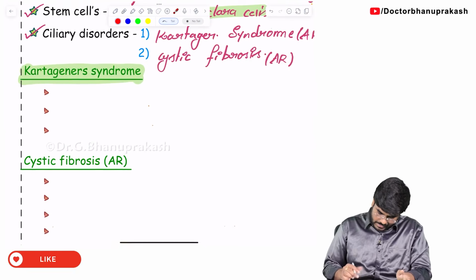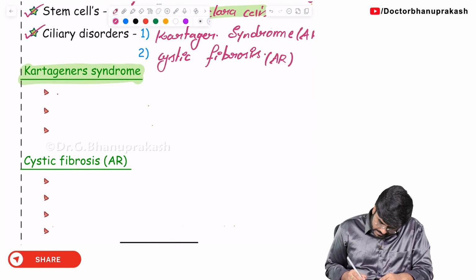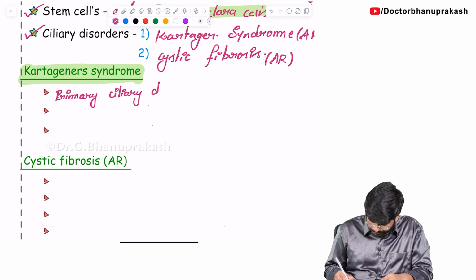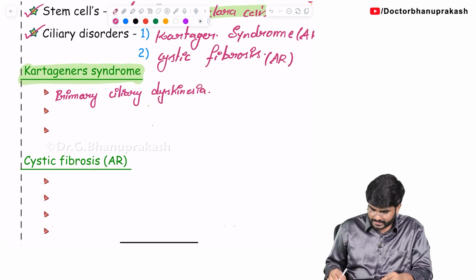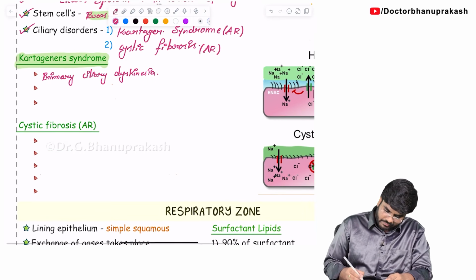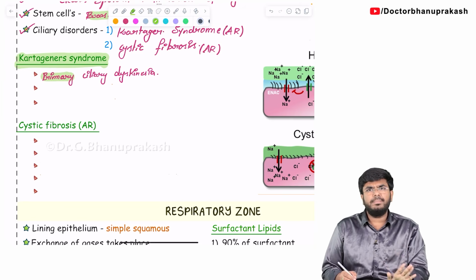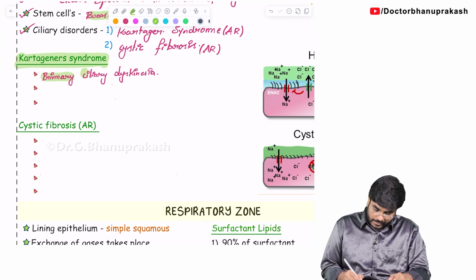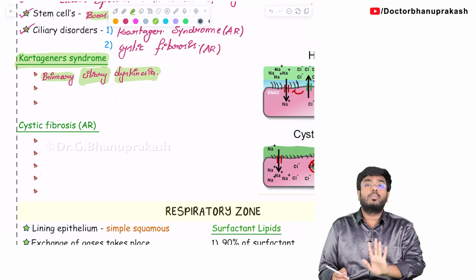What exactly is it? Kartagener syndrome is an example of primary ciliary dyskinesia. In the name itself, primary means what? Primary means some problem within the cilia. Some problem happened within the cilia. So, primary ciliary dyskinesia means cilia not beating properly, cilia not moving.